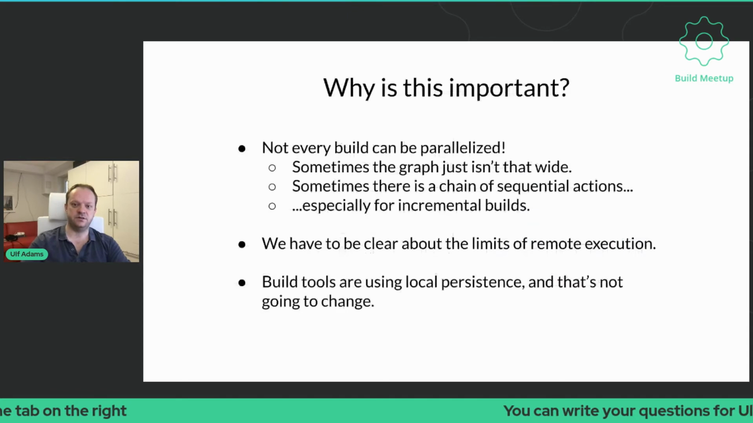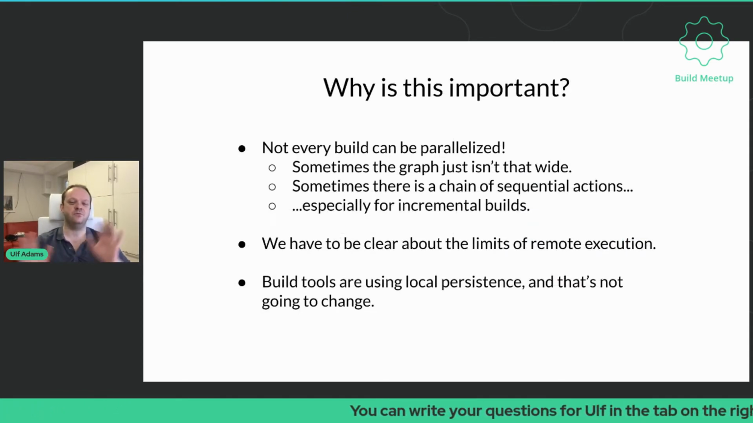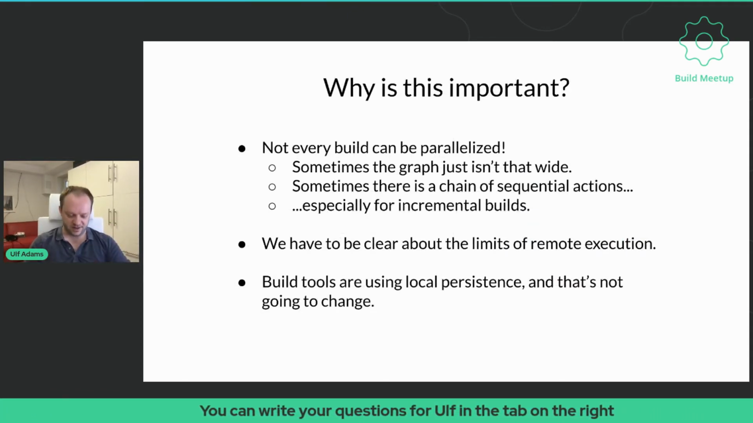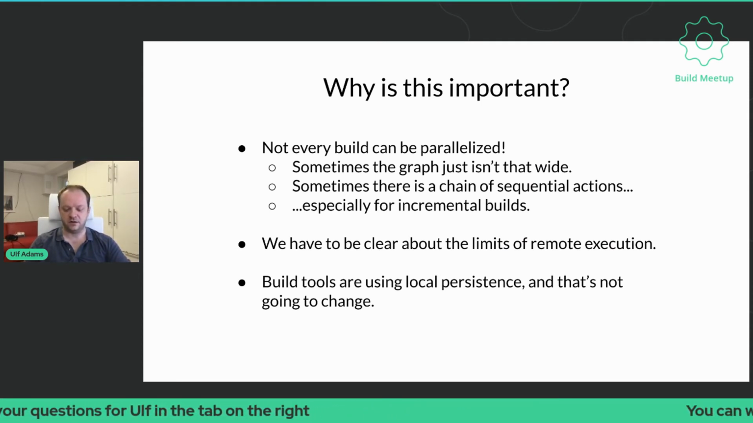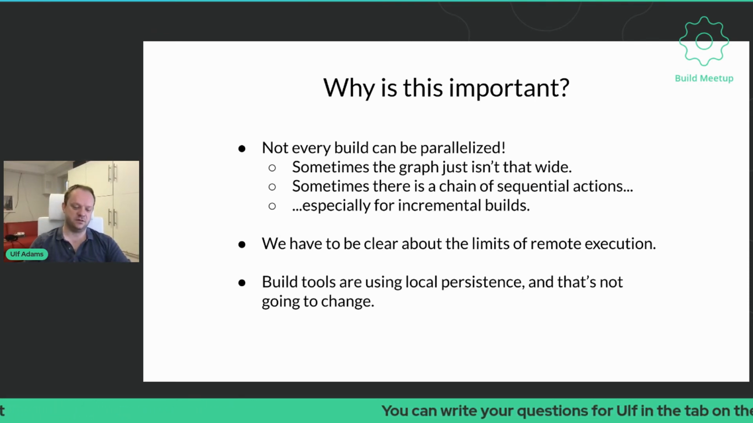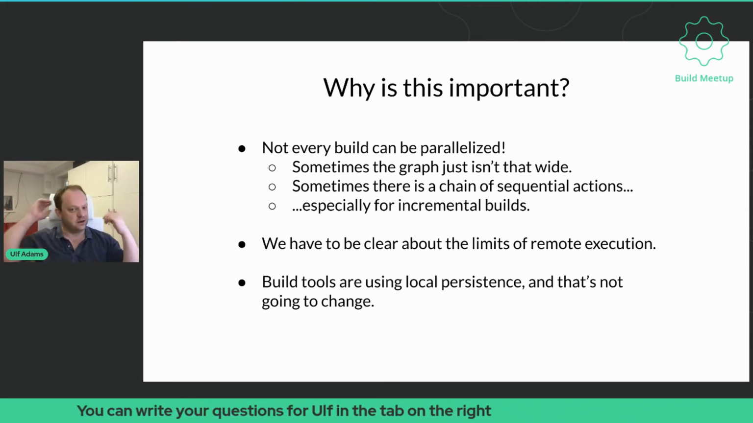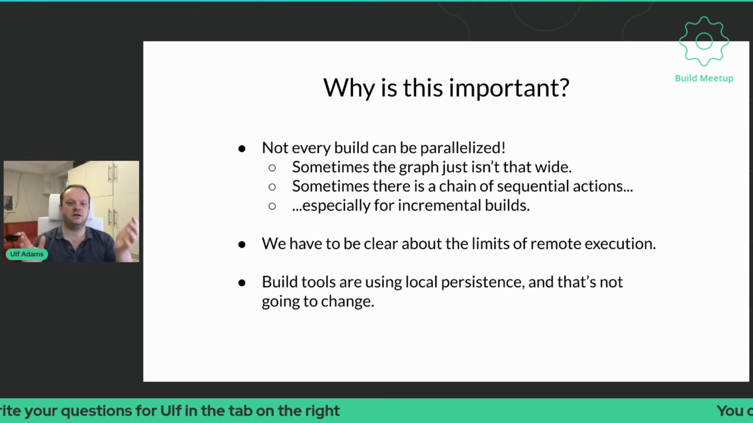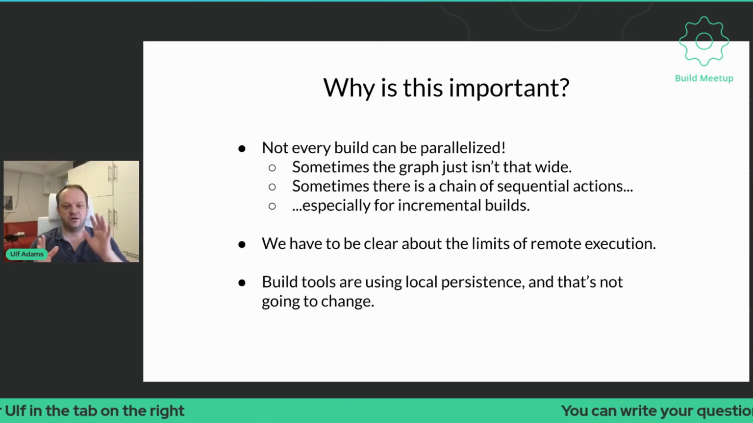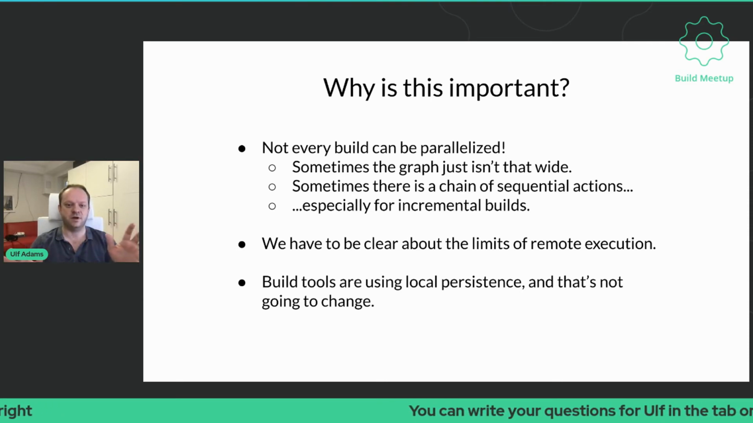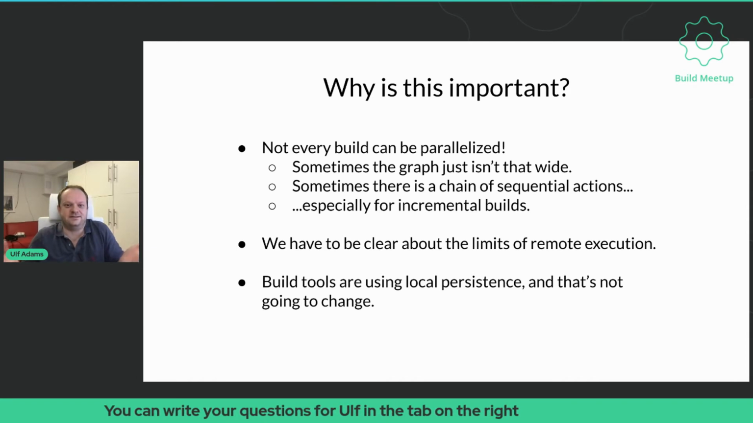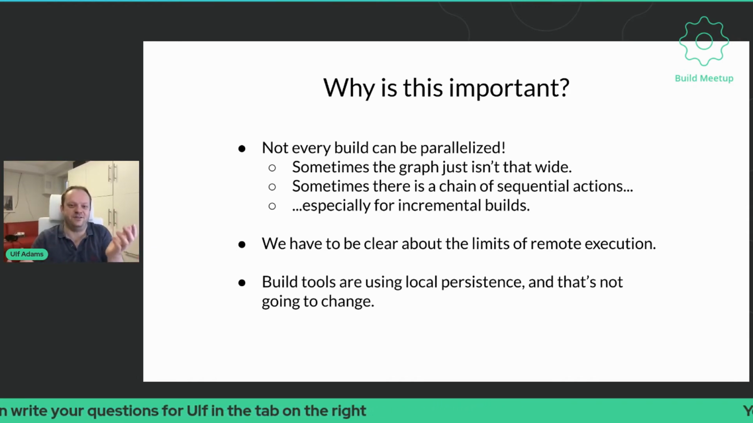But before we get to that, why is this work important at all? Well, the main argument I can make is not every build can be parallelized. Sometimes the execution graph just isn't that wide. Sometimes Bazel cannot easily split up actions. There are some corner cases, but in general, it can split up actions. If you run the Java compiler, you have to run it to completion. You can't put it on 2 machines and then it's faster. That's not how it works.